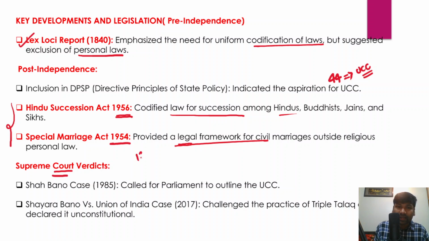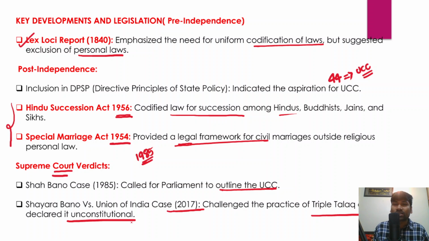In fact, in the year 1985, in one of the judgments of the Supreme Court, the Shah Bano case of 1985, the Supreme Court called for Parliament to outline a Uniform Civil Code. And time and again, not just the Supreme Court, various high courts have been stressing the need for bringing in a uniform civil code so that the complexities of laws existing in India could be avoided. And similarly, in the Shayara Bano versus Union of India case in the year 2017, they challenged the practice of triple talaq, and triple talaq was declared unconstitutional by the Supreme Court. So this has also been emphasizing the need for bringing in the Uniform Civil Code.